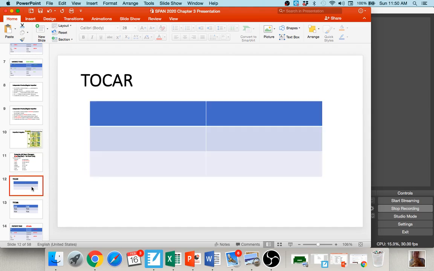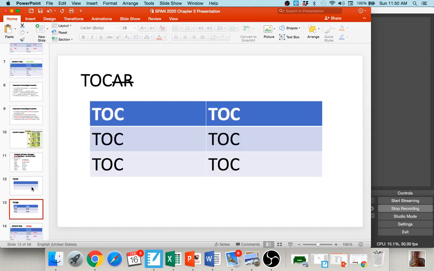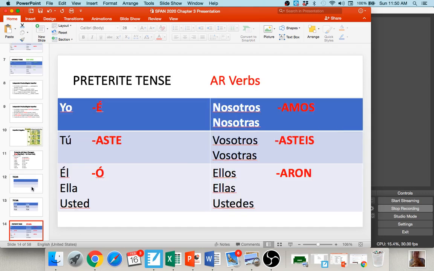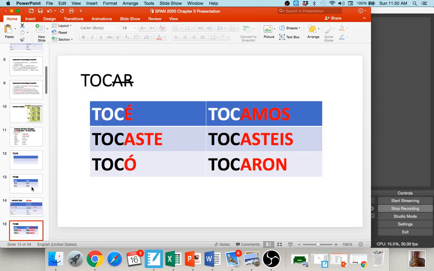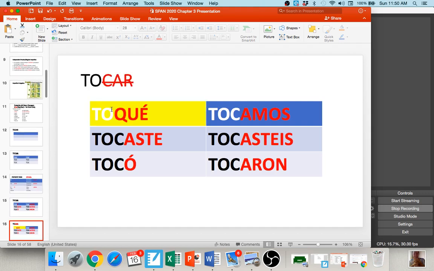You would take a verb like tocar, which refers to playing an instrument, chop off your AR, and you're left with tok. You have these regular preterite endings: aste, ó, amos, asteis, aron. So you throw those on there and you get something like this. Well, fortunately, these are all correct except for the yo form, because verbs that end in car in Spanish change to qué in the yo form of the preterite. So one more time, car verbs change to qué in the yo form.